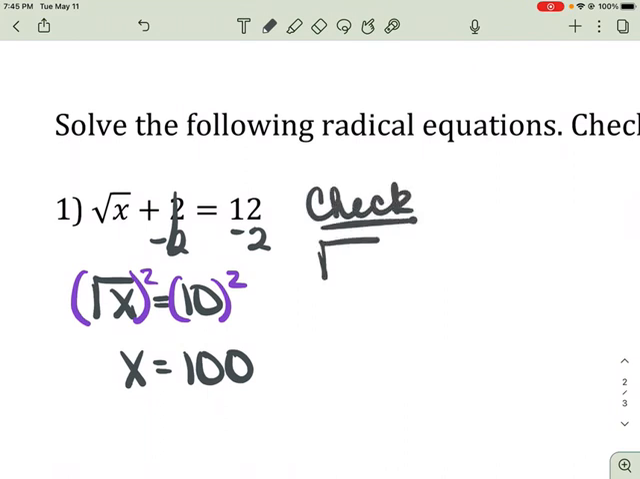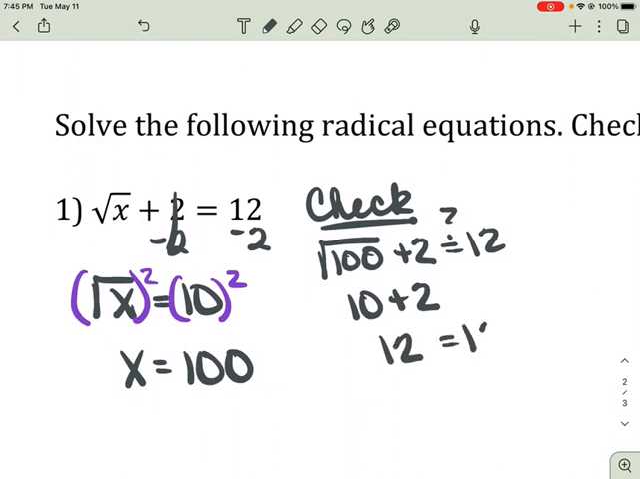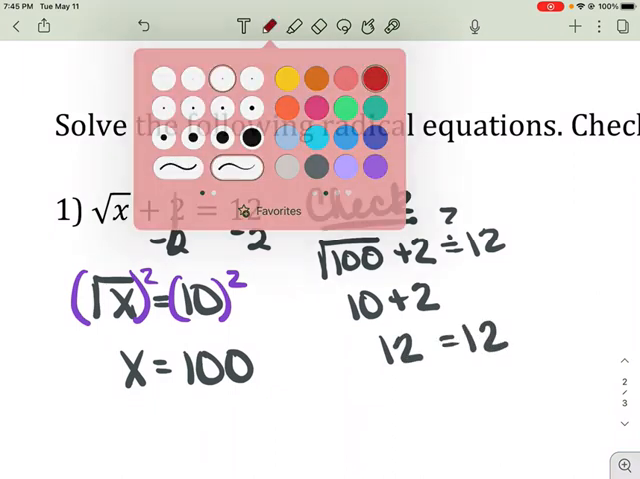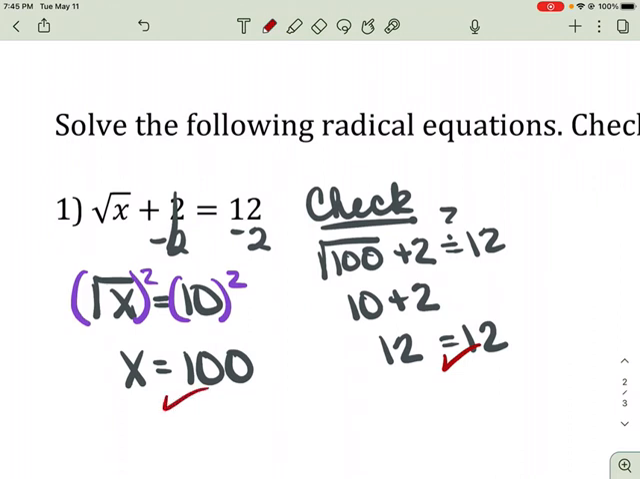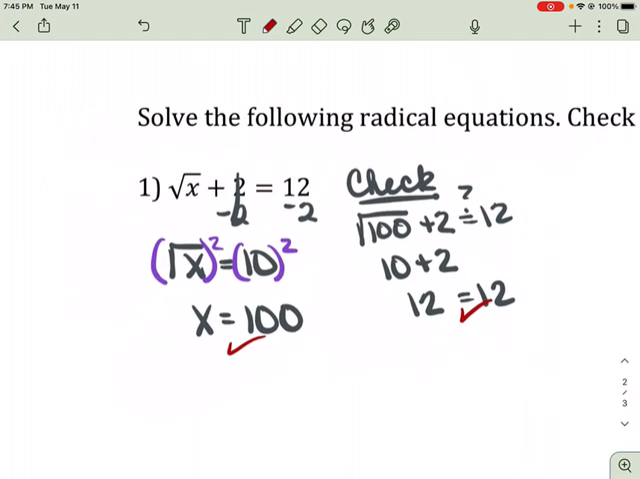So we're going to go to the square root of 100 plus 2. The question is, does this equal 12? I want to know, is that true or not? So the square root of 100 is 10. 10 plus 2 is 12. So we get 12 equals 12. Cha-ching, that's true. Therefore, 100 is our solution.